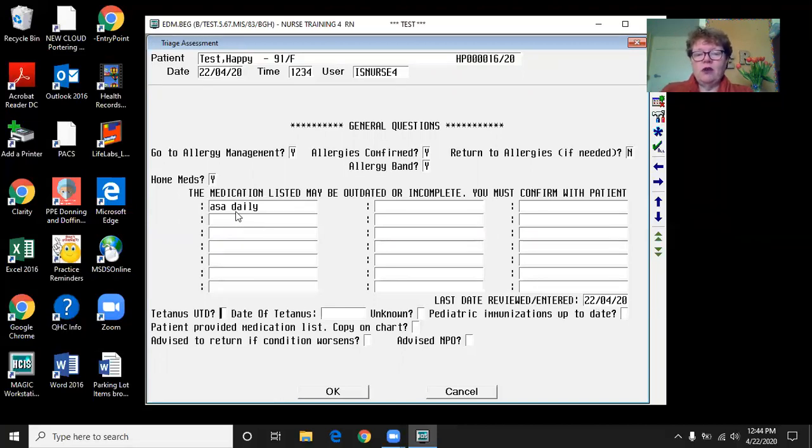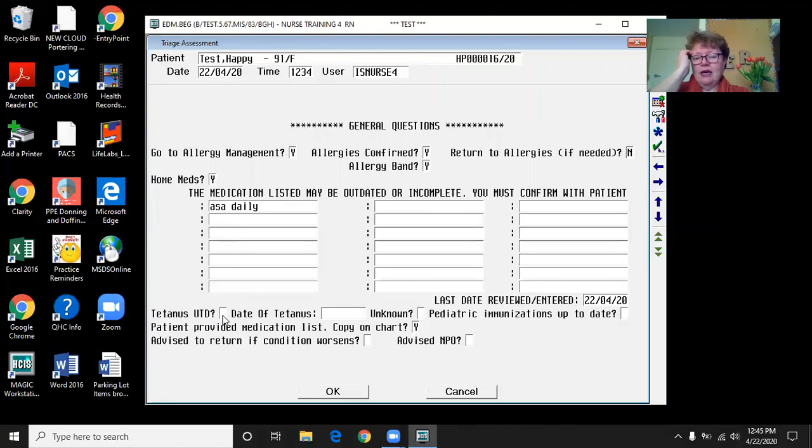And just to let you know, under medication as well, if the patient presents with a list, we can photocopy that and adhere it to the chart. And right here it states patient provided medication list, copy on chart. I could put yes there. Just moving back a little, up to date with tetanus.